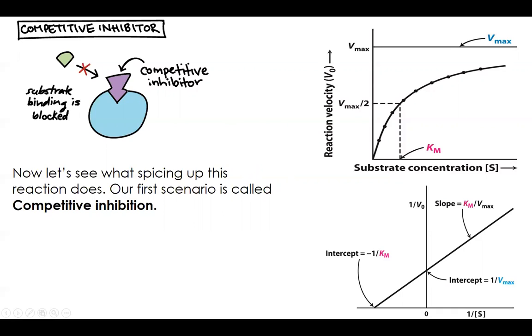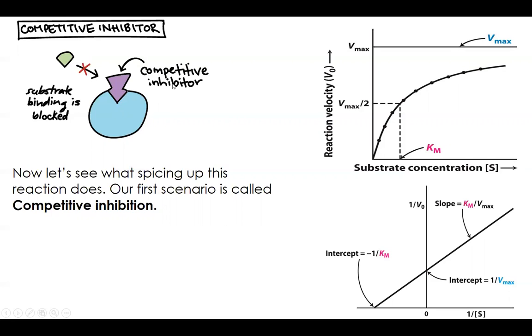If you think about it, this name actually makes a lot of sense. You just have to think about what we're actually competing with. In this case, we have a competitive inhibitor. It's directly competing for access to the active site with the substrate. So it's kind of like a race. Whichever one gets there first gets to be in the active site. So there's a lot of diffusion involved.